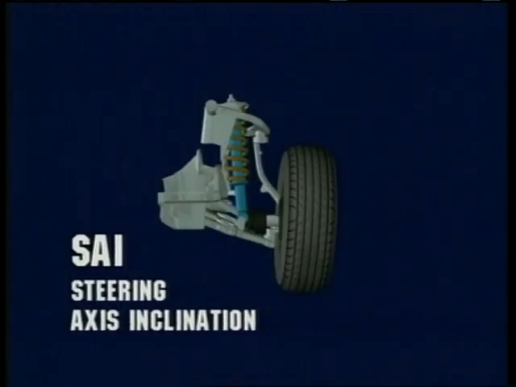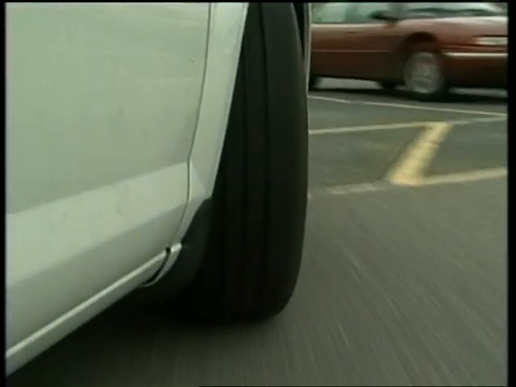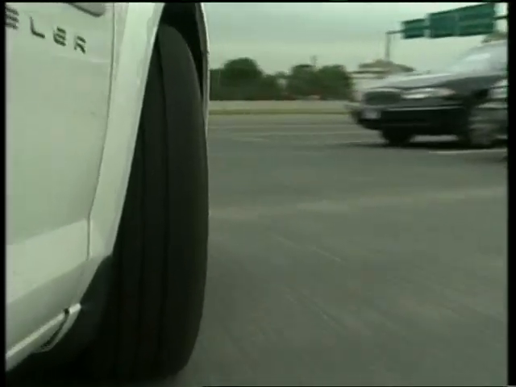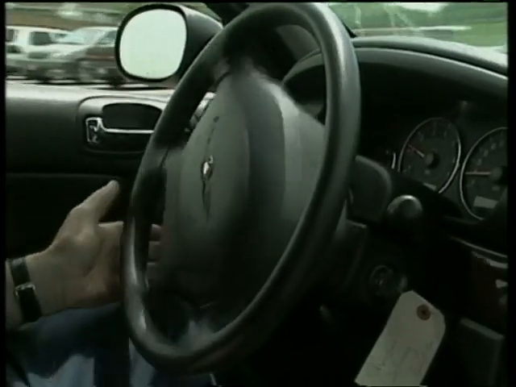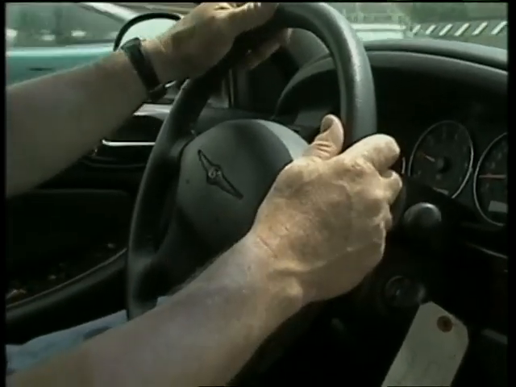Steering axis inclination, or SAI, is the angle between true vertical and the line through the upper and lower steering pivot points when viewed from the front. SAI is an engineering angle designed to project the weight of the vehicle to the road surface for stability. SAI also helps the steering system return to the straight-ahead position after a turn.